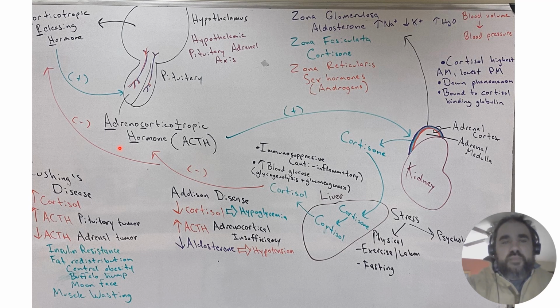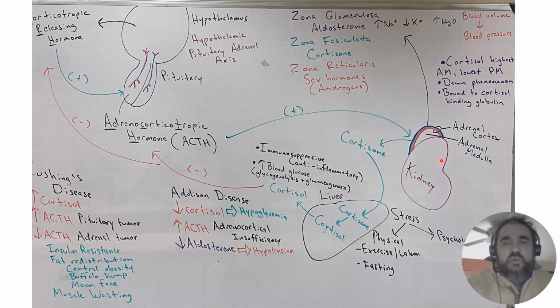adrenocorticotropic hormone, ACTH. Okay, long word, but if you break it down, adreno refers to the adrenal gland, cortico refers to specifically the adrenal cortex, and a tropic hormone is a hormone that causes the release of another hormone, and this is going to cause the release of cortisol, or we can say cortisone. Okay, the abbreviation is ACTH, and that's usually what you're going to say. So ACTH is going to stimulate the adrenal cortex.